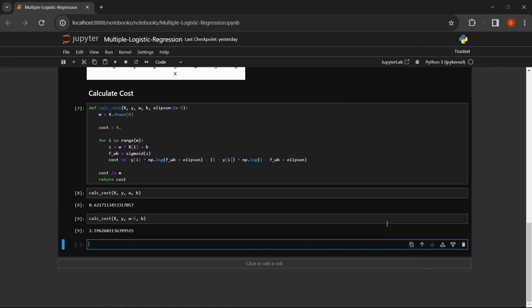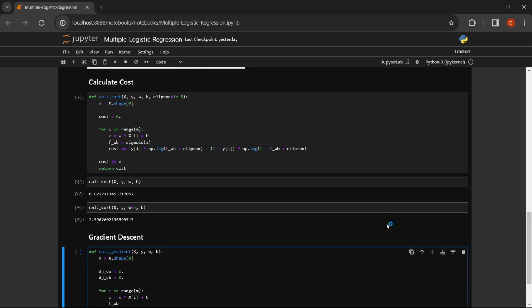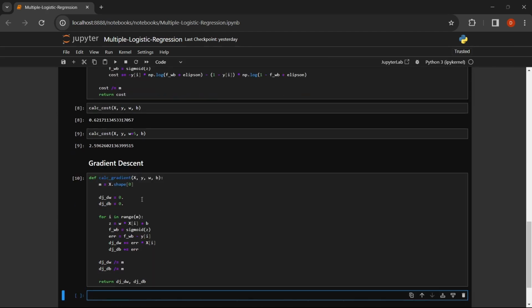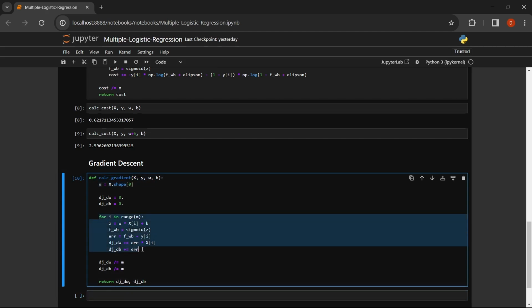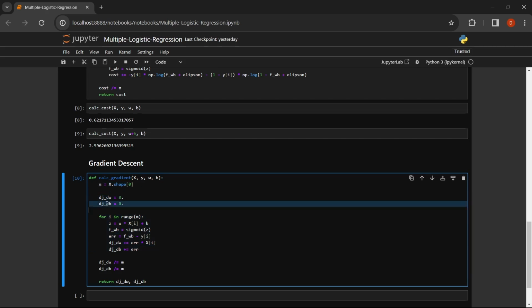Alright, back in the notebook, let's first calculate the gradient and then we'll apply it repetitively in the gradient descent algorithm. Alright, so here we have the function that calculates the gradient given x, y, w, and b. First, we're going to initialize m to iterate over all training examples. And then here's our gradient initialized, which is essentially just the partial derivative of both w and b. And then when we iterate over all the training examples, we're first going to want to calculate that f of w,b, which is our predicted probability.